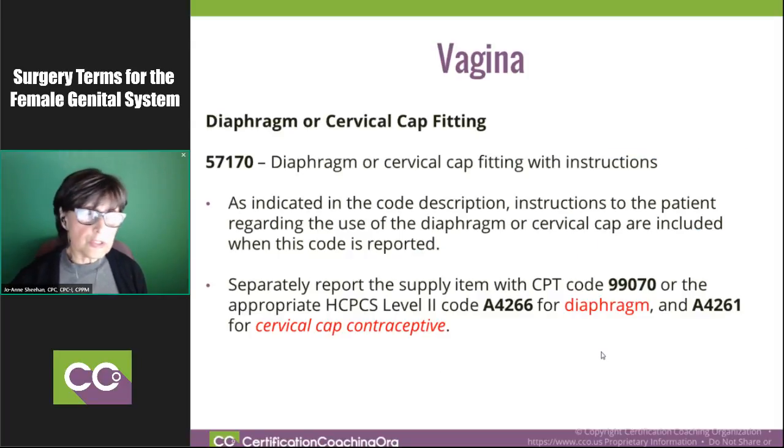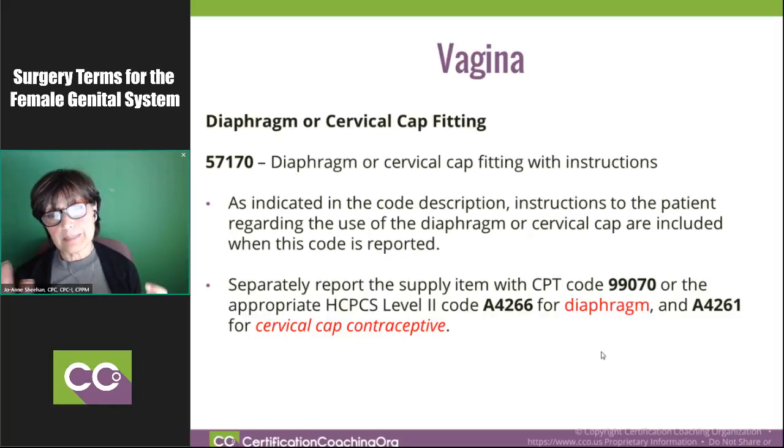The diaphragm or cervical cap fitting is the 57170. So as indicated in the code description, instructions to the patient regarding the use of the diaphragm or cervical cap are included when this code is reported, and separately report the supply item with the CPT code 99070, which I don't encourage, or the appropriate HCPCS level 2 code, which I do encourage, and that's A4266. And that's for the diaphragm, and A4261 is for the cervical cap contraceptive.